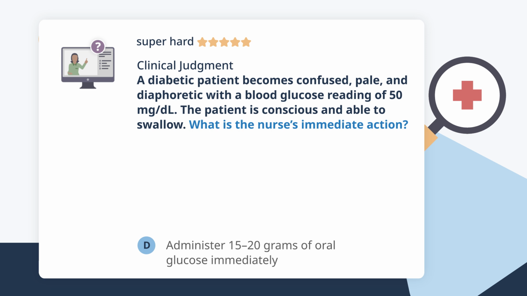A conscious patient with symptomatic hypoglycemia, blood glucose less than 70 milligrams per deciliter, who can safely swallow, should receive 15 to 20 grams of fast-acting oral glucose immediately. Prompt treatment restores blood glucose levels and helps prevent progression to severe hypoglycemia, seizures, or loss of consciousness.